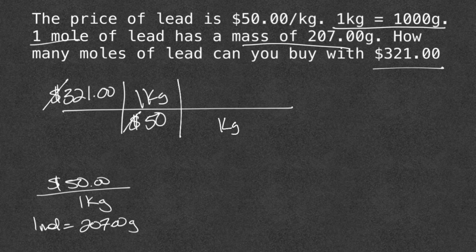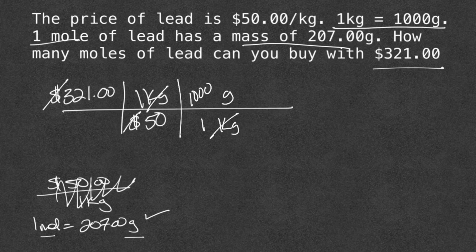Now that I have that ready, I'm going to look at my other conversion factor. I've already used this one. So it must be this one. I've got moles and grams. The problem is I have kilograms. But remember, 1 kilogram equals 1,000 grams. So 1 kilogram equals 1,000 grams. Kilograms cancel out. I've got grams on top, but we're not asking about grams. We're asking about moles, so we're not done.